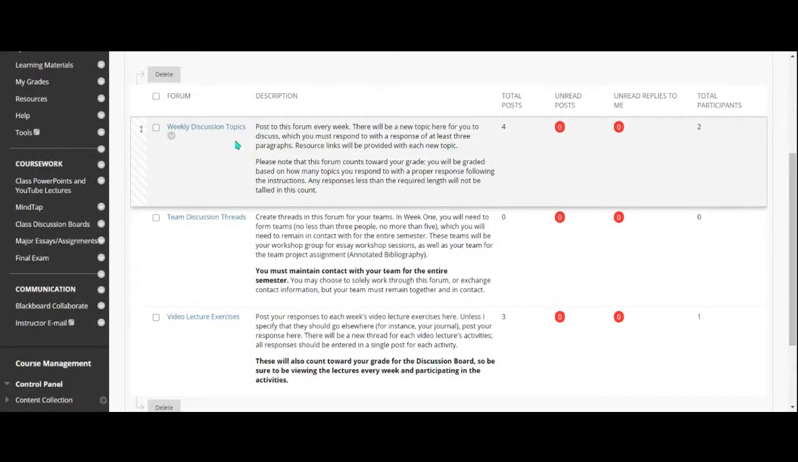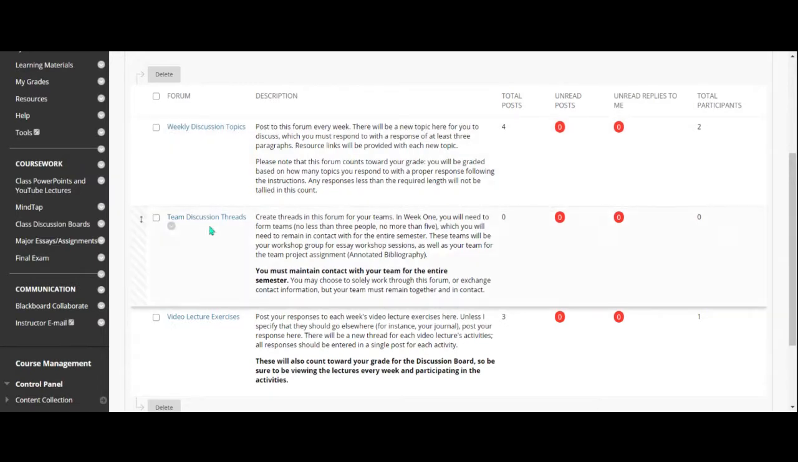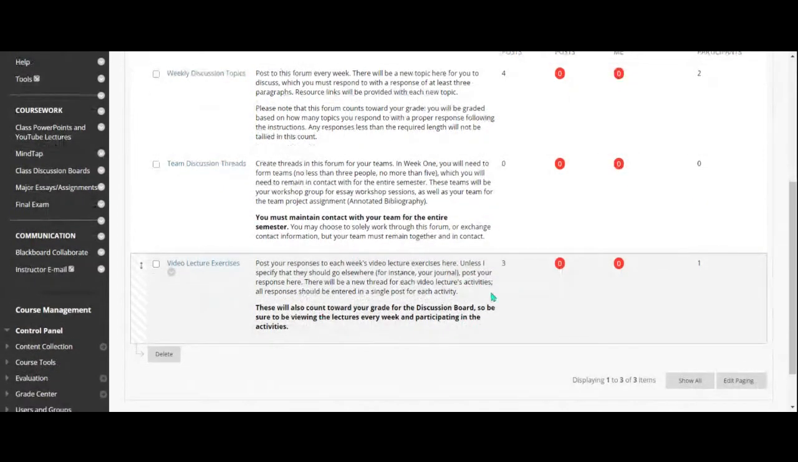Three forums. One of them is weekly discussion topics that you need to post a response to every week. Second one is the team discussion threads. When we get into things like workshopping and the later team exercise, which is the annotated bibliography, you need to have formed and get these threads running so that you can keep communication with your team. Third one, video lecture exercises. This is where you post the responses to all of the exercises that are in the slides. Okay.